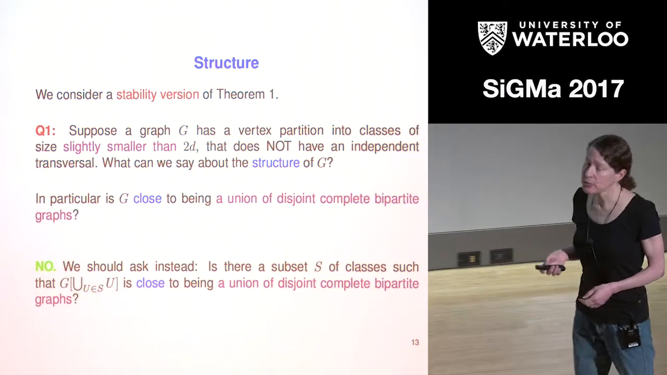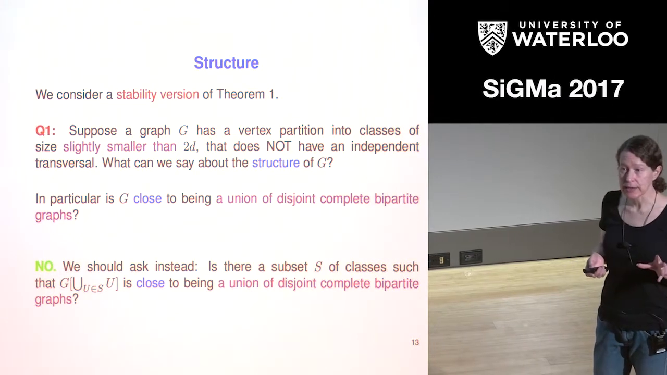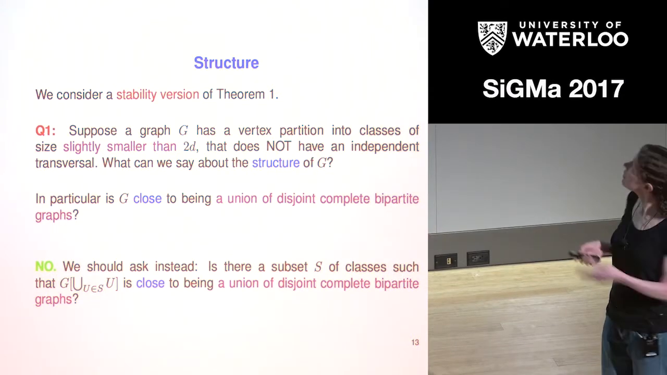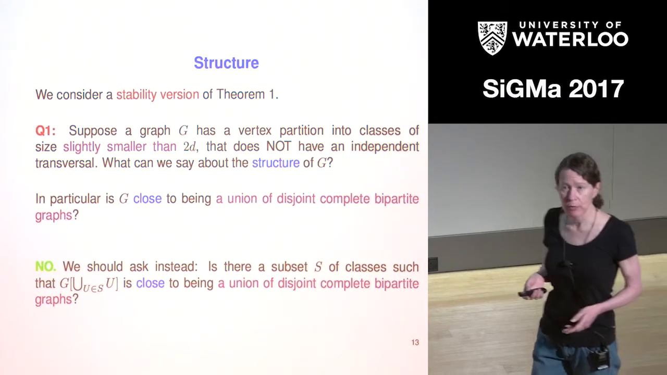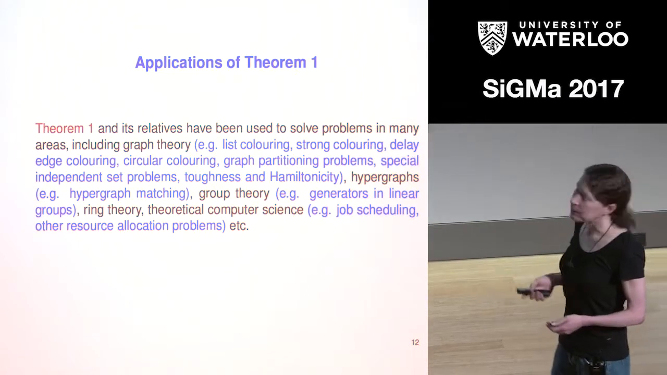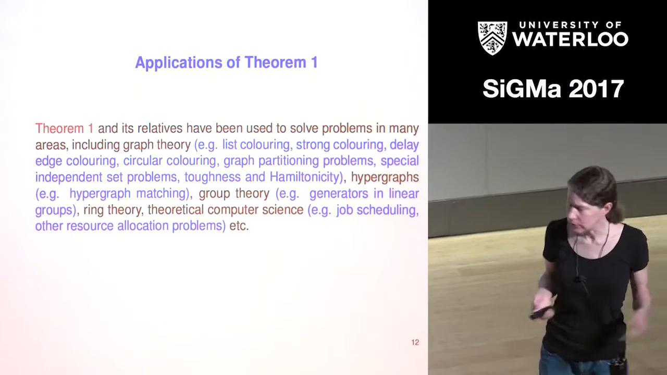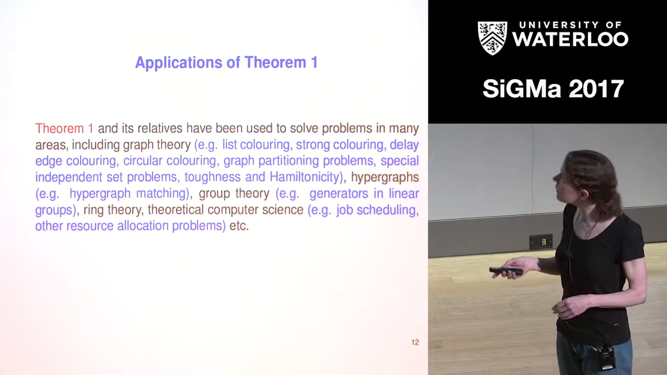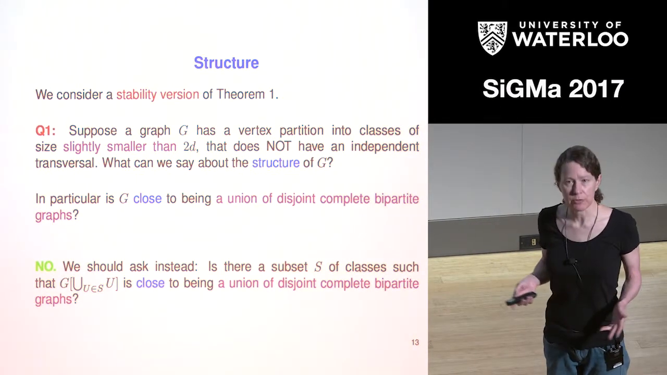A better question to ask would be: is there some subset of the vertex classes for which the graph induced on the union of those is close to being a union of disjoint complete bipartite graphs? That would be a more natural question. This would say, for example, that in some of these applications, if you happen to know that your graph is very far from ever being a union of disjoint complete bipartite graphs on any subset of the classes, then if you knew the answer to this question, maybe you could get some better results.